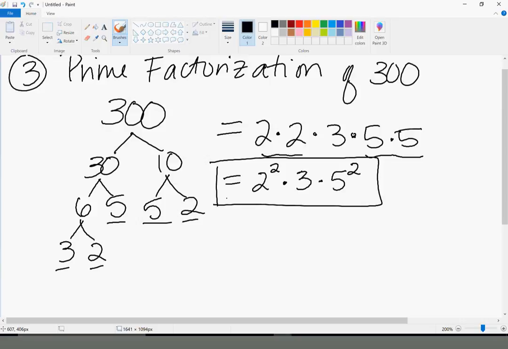Okay? So we start with a factor tree. We break that down into nothing but prime numbers, and then we list out those numbers from smallest to largest. And whenever we have a repeated factor, we use exponents.